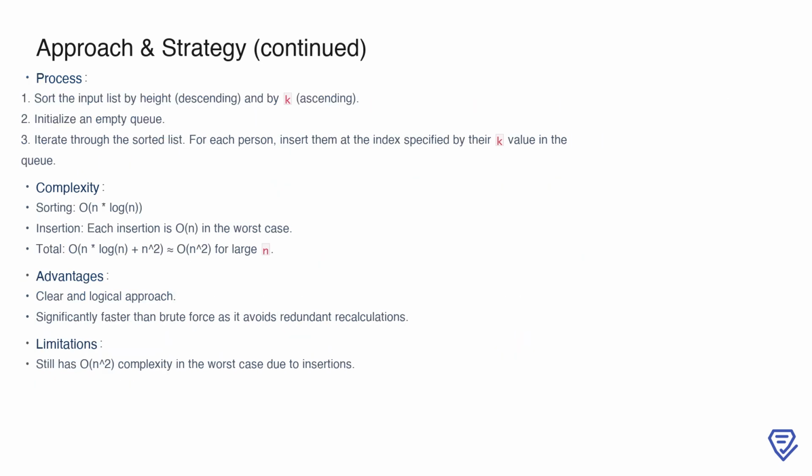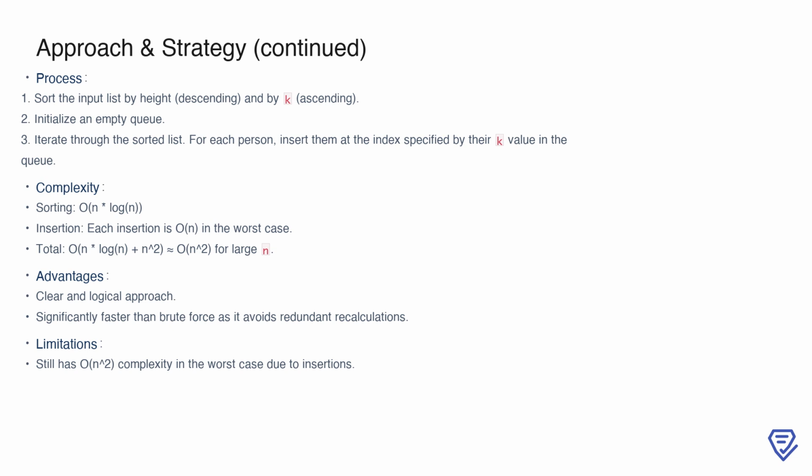The process for implementing this greedy algorithm starts with sorting the input list as described, by height in descending order, and by k in ascending order for people of the same height. Next, we initialize an empty queue. Then, for each person in the sorted list, we insert them at the index specified by their k value.